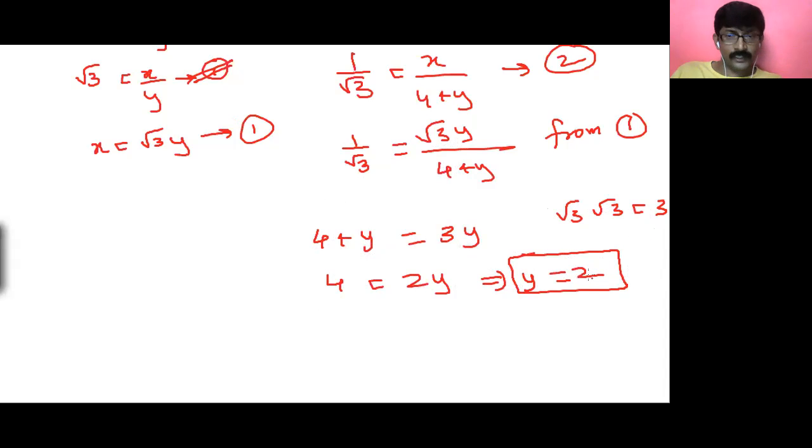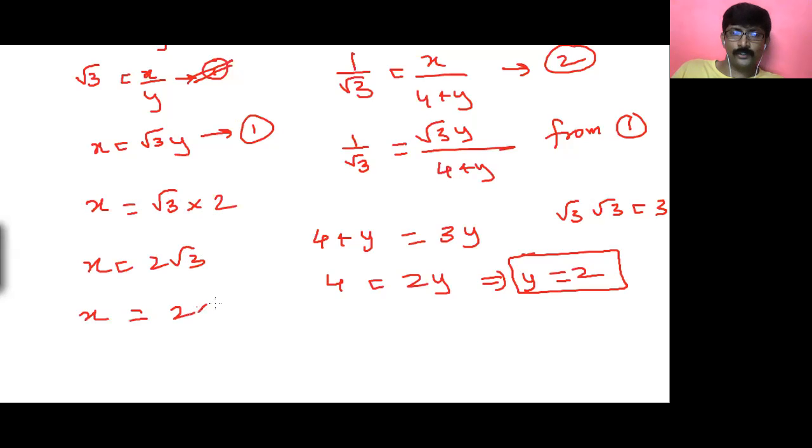Now हमको क्या करना है, ये 2 यहाँ पर लगा देना, तो तब जाके हमको x की वैल्यू मिल जाएगी. So x is equal to basically √3 into 2. So आप यहाँ पर x is equal to 2√3 छोड़ सकते हैं, या फिर आप इसको क्या कर सकते हैं, 2 into 1.732 भी कर सकते हैं. Students, writing the unit is a must.